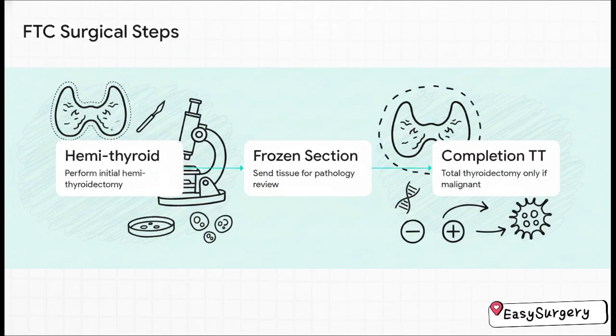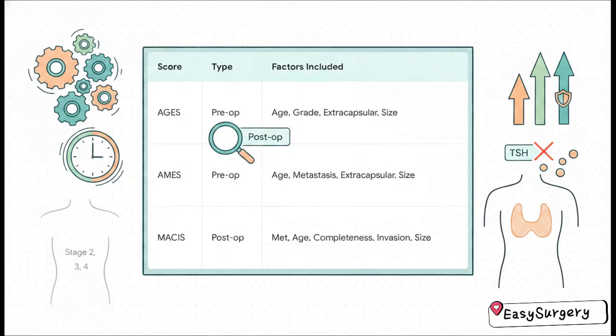No further surgery needed. Let's see how all of this builds into prognostic scoring for differentiated thyroid cancers. We have 3 main scoring systems: AGES, AIMS, and MASIS. Notice how MASIS is the only scoring system that incorporates a postoperative metric, the completeness of your surgical resection. The others are strictly preoperative assessments. Also, keep in mind that post-surgery, maintaining TSH suppression by giving thyroxine actually improves overall survival in stage 2, 3, and 4 differentiated thyroid cancers. Why? Because it prevents TSH from stimulating any rogue cancer cells left behind.